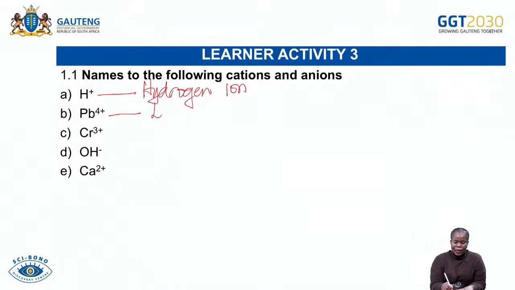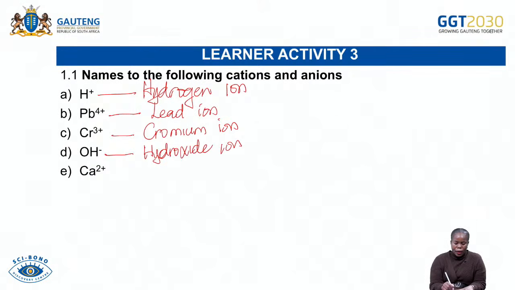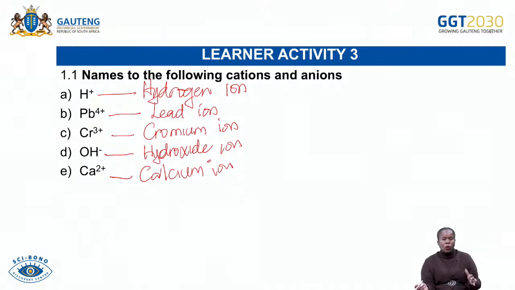This one is a lead ion. This is chromium ion, and then this is hydroxide ion, and this is calcium ion. Okay, so some of them will be your anion, like for example your hydroxide ion is an anion because it is negatively charged mostly, you see.